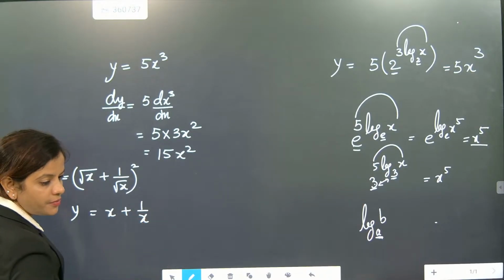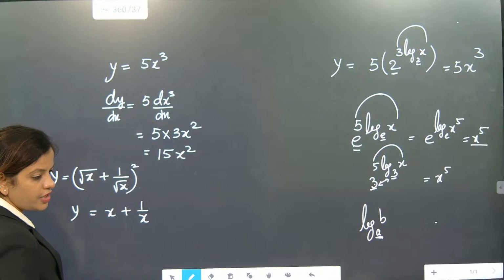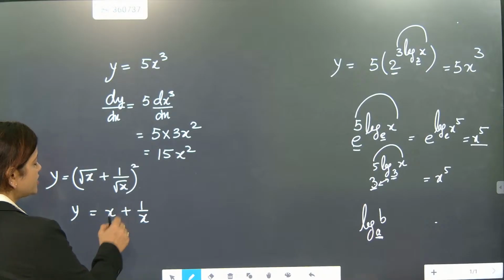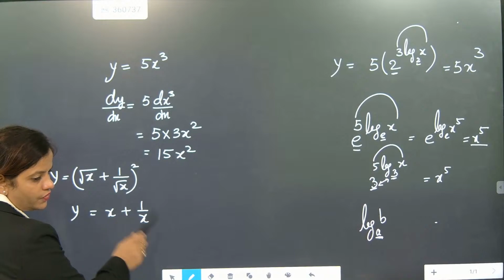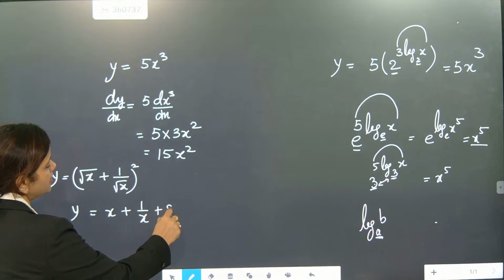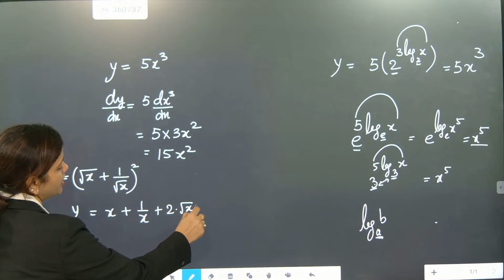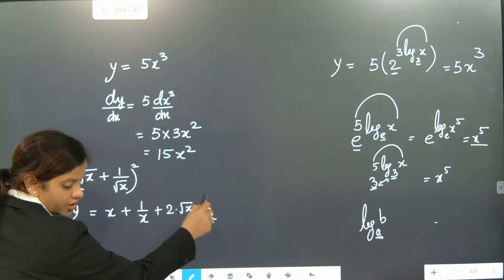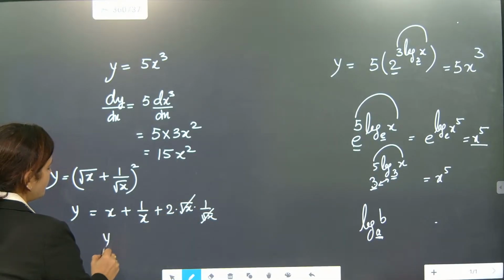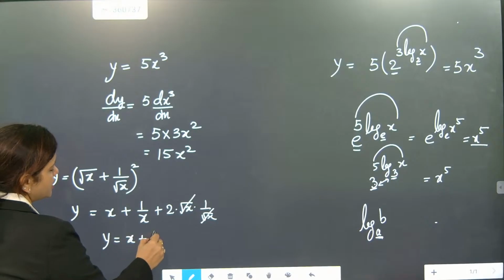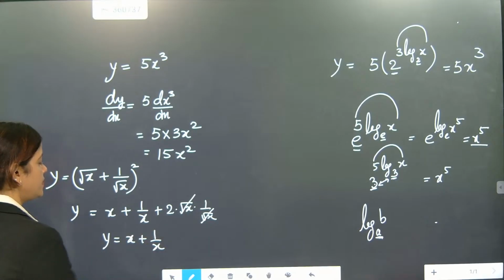So here root under x whole square. Siddharth, are you there in the group? This whole square means x will come, square and root will cancel, plus 2 into root under x into 1 by root under x. So first this and this you cancel. So it will come y is equal to x plus 1 by x plus 2.